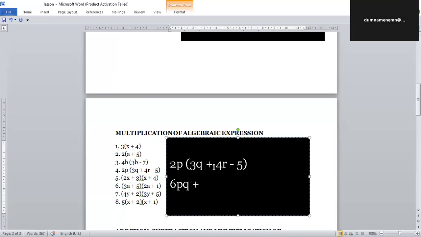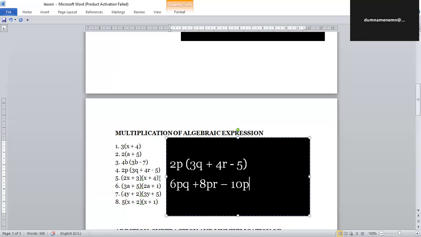So 2 will multiply the 4. I'm going to have it to be 8. Then p multiply r, I'm going to have it to be what? pr. Done. We move to the next one. 2 multiply negative 5, I'm going to have it to be negative 10. Then there is no p with 5, so it's just as if there is 1 there. So p times nothing or 1, I'm going to have it to be p. So this is the final result for question 4.